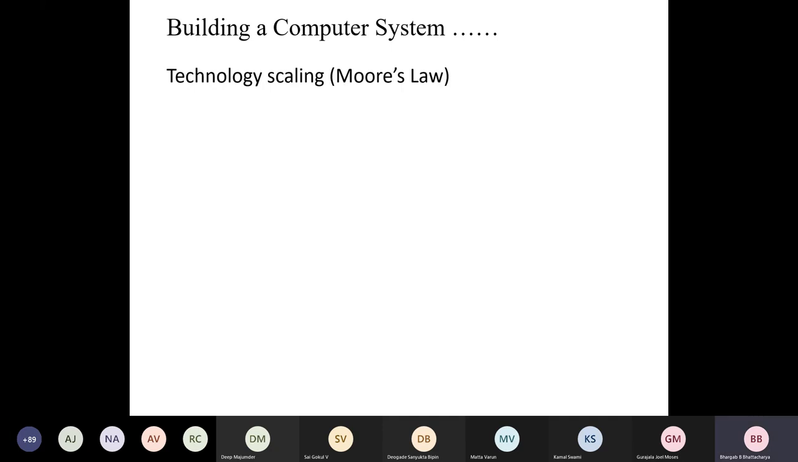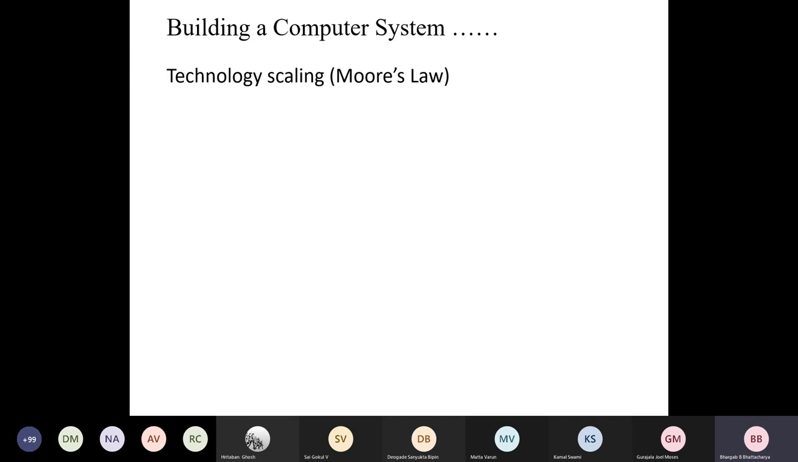We talked about technology scaling. Remember, we discussed Moore's law. Can somebody restate this law? The technological advancement doubles every 18 months or 12 months. Good. This is an empirical projection of the way our technological research has been advancing, and it has an immediate impact on technology scaling.